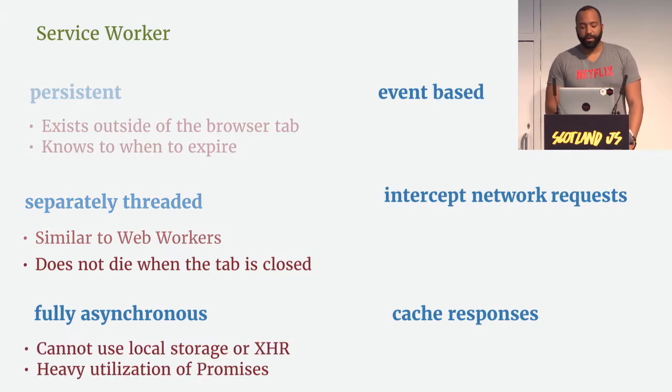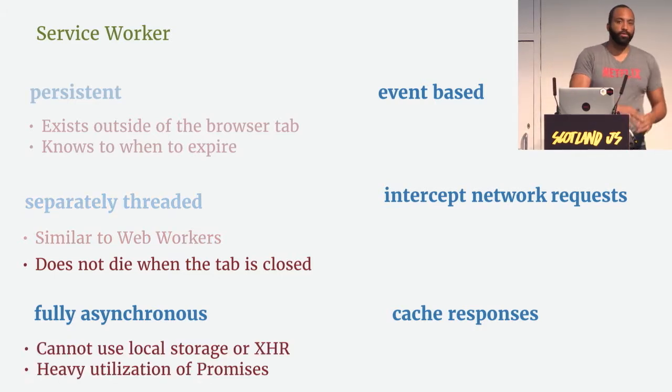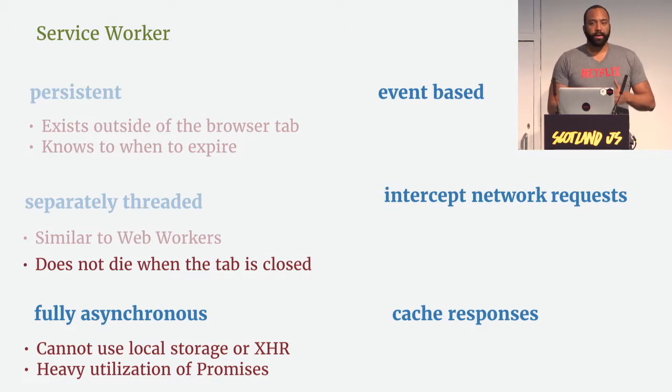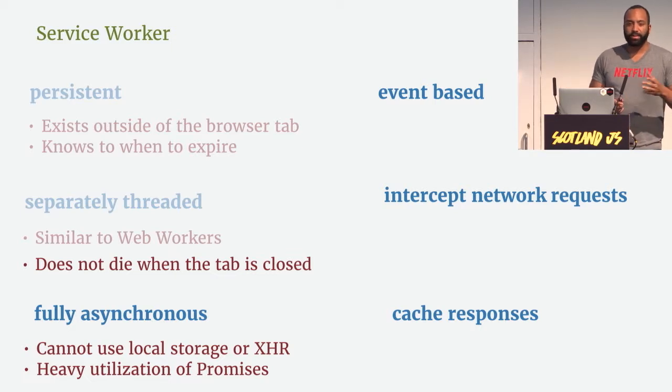A service worker is also fully asynchronous. You can't use local storage, you can't use XHR, and you have to use promises. And if you don't know promises, well, it's 2016, gotta get on it. But they're really pretty straightforward.